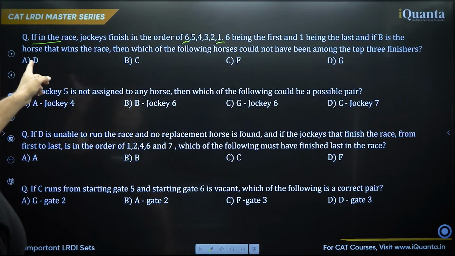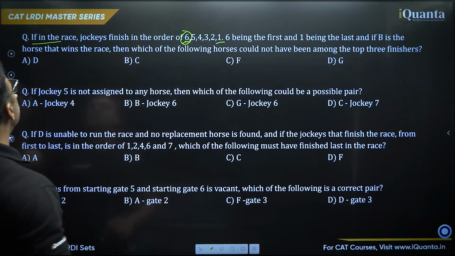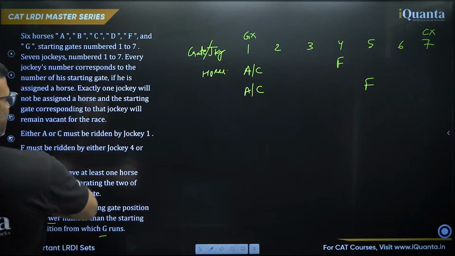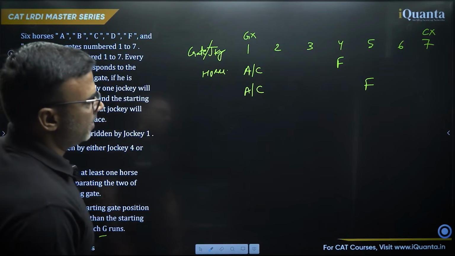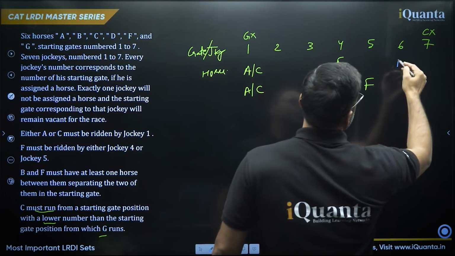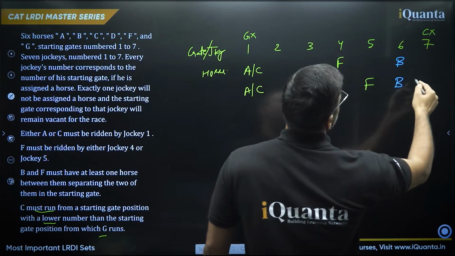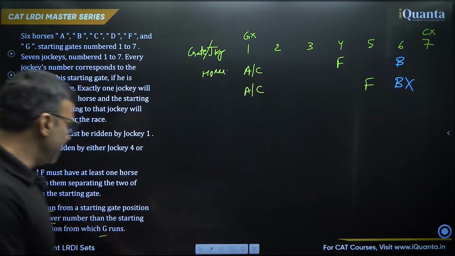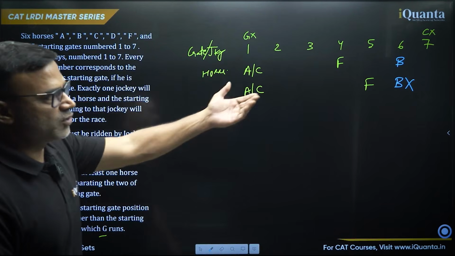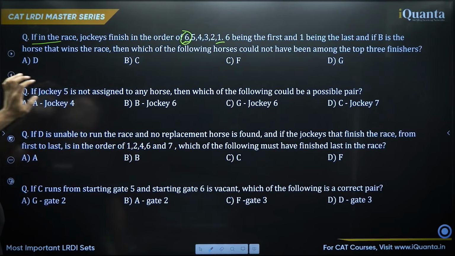B is the horse that wins the race. So number 6 has to be B. Okay, so let's go to the question. I'll change the color. I'm taking a blue color. So B has to be at 6th position. In case 1, B is here. In case 2, all right, so case 2 will become invalid. Why? Because there has to be at least 1 between B and F. So now we have only one case. B is 6. What else was there?